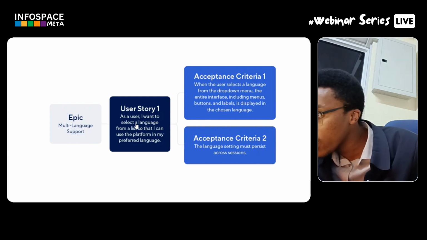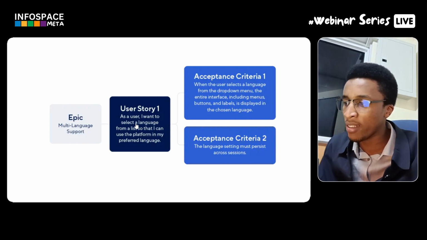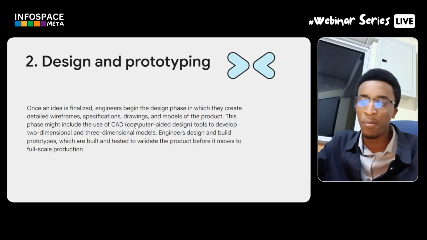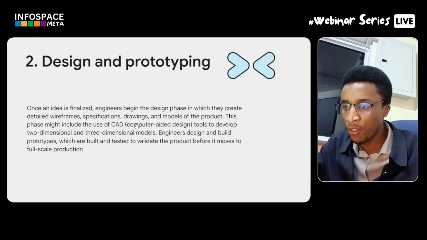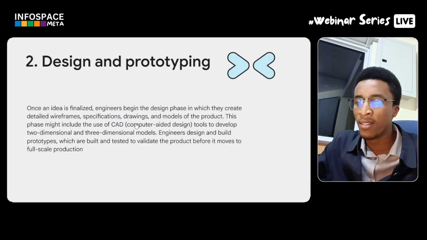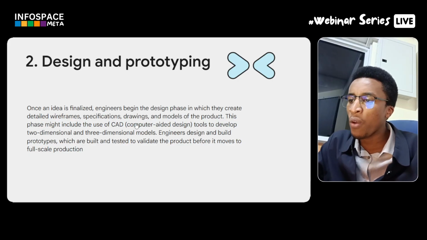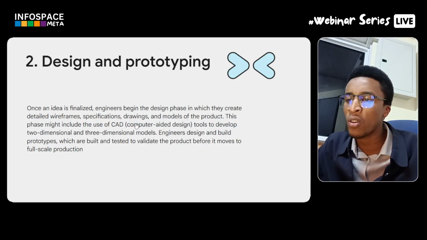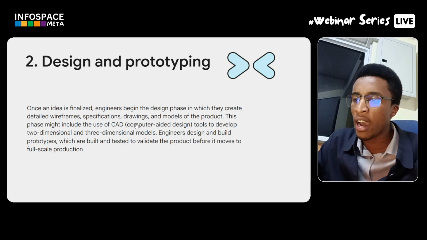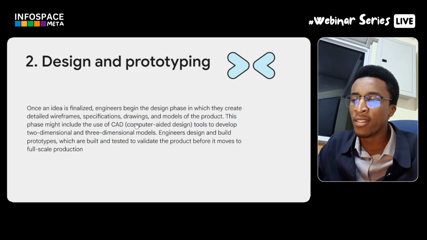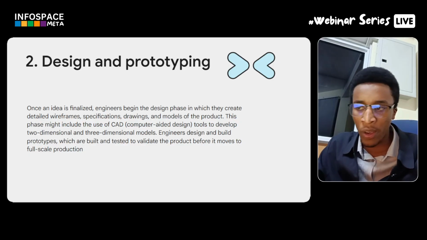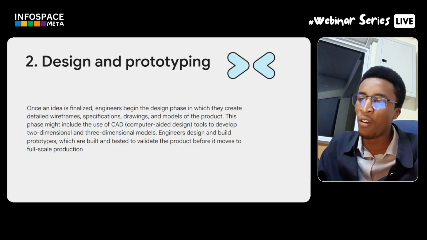This is on concept development, and I just took one example, an SRS. Number 2, after you develop your concept, you have to design and maybe prototype. So yes, you have an idea, it's finalized. Engineers begin the design phase in which they create wireframes, specifications, drawings, and models of the product. This phase may include computer-aided design tools, any design software that can be used to develop 2D and 3D models. Remember that it's not only applicable to software, it also applies to hardware. Sometimes you need to design models of hardware that you need to implement.